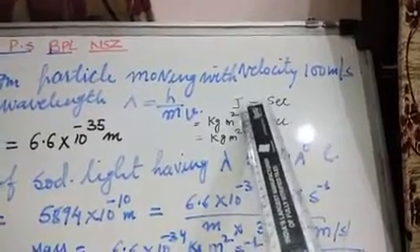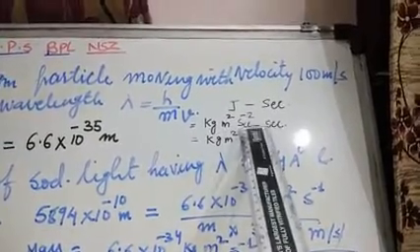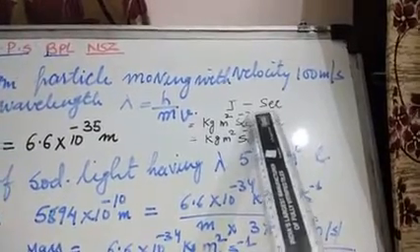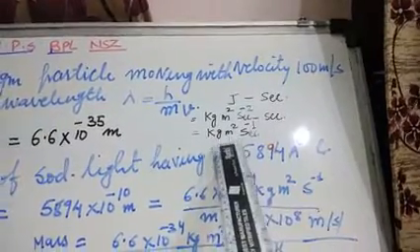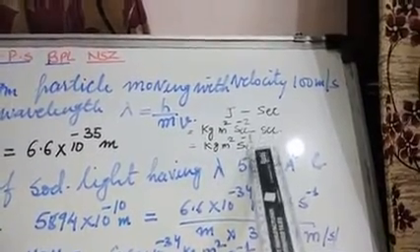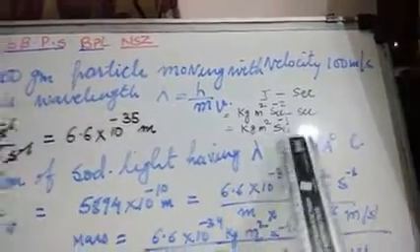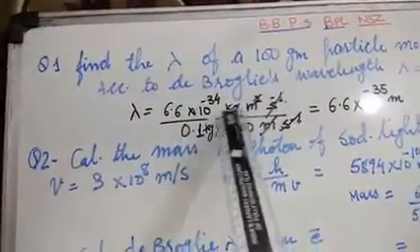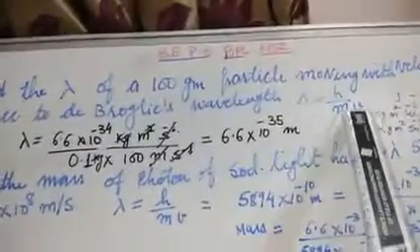The unit joule is kg meter square per second square, and second is also there. So second raised to the power minus 2 and second finally give kg meter square per second raised to the power minus 1, that is kg meter square per second. So this unit we will use here: 6.6 into 10 to the power minus 34 kg meter square per second is the value of h, upon m.